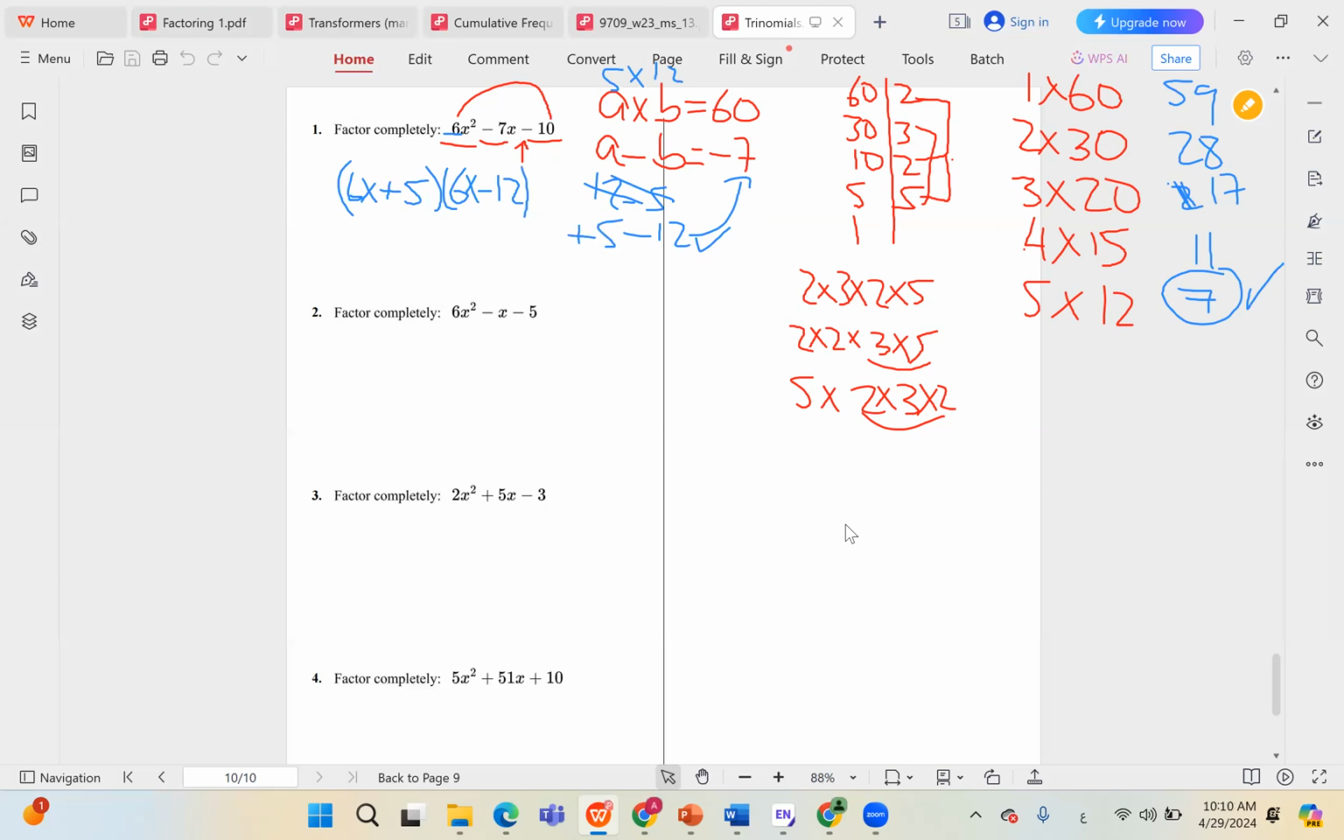So is there anything here that can be simplified between 6 and 5? If you have 6 over 5, for example, can you simplify it? Not really. But for 6 and 12, if you have 6 over 12, you can simplify. So you get 1 and 2. So this actually becomes x minus 2 times 6x plus 5. And this is your final answer here.